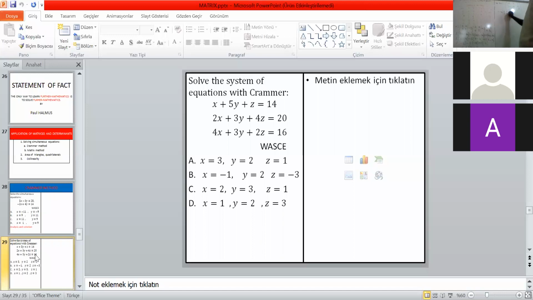Good. Minus 5. So what will be the minor? So 20, 16, 4, 2. Then the last minor will be what? This against this. 20, 3, 16, 3. Now from there, we now start.